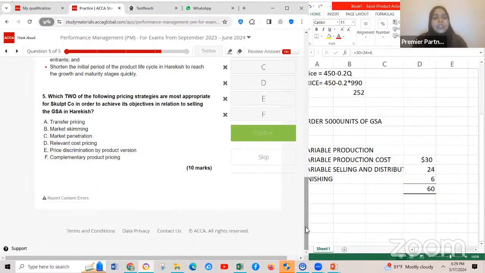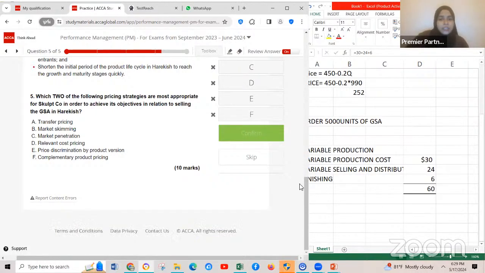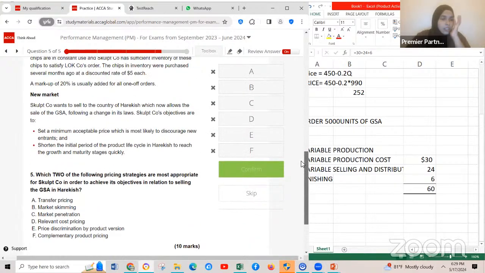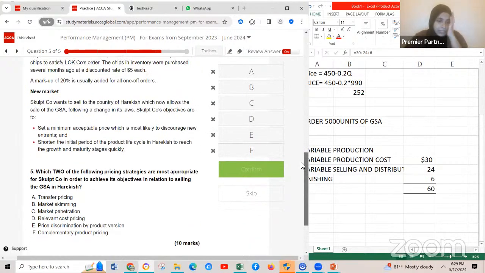Which two of the following pricing strategies are most appropriate for Sculpco in order to achieve its objectives in relation to selling the GSA in Hakish? What do they want to sell, by the way? They want to set a minimum acceptable price, which is most likely to discourage new entrants. So then you can't go with skimming, no. Sculpco wants to sell to the country of Hakish, which now allows the sale of GSA following a change in its law. So they want to set a minimum acceptable price, which is likely to discourage entrance, meaning they want to go with penetration pricing.